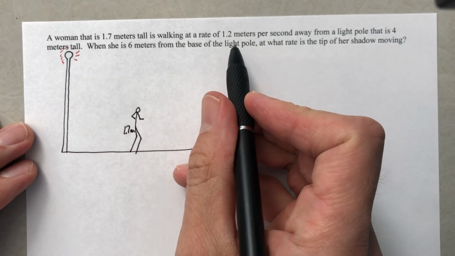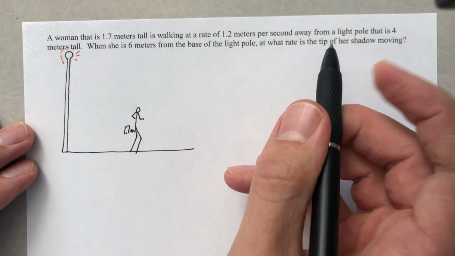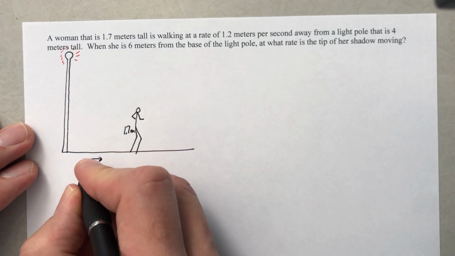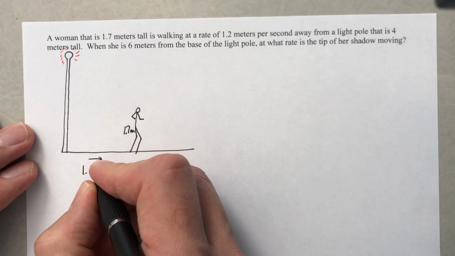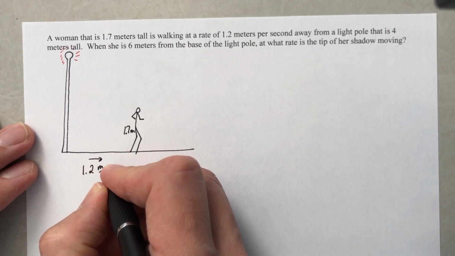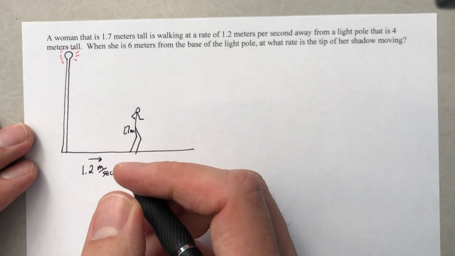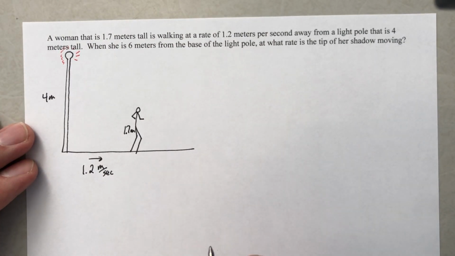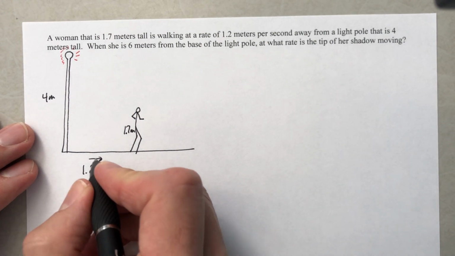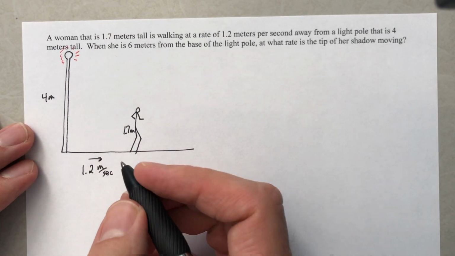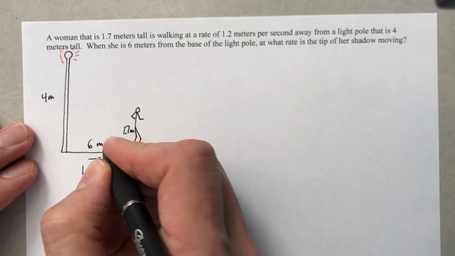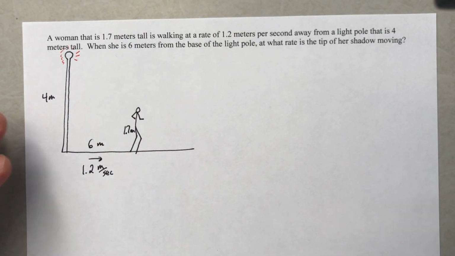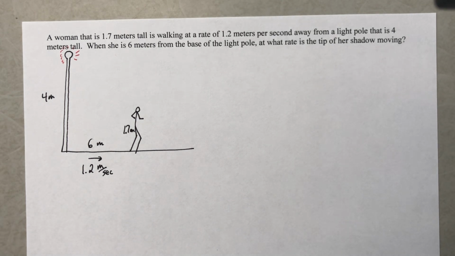And she's walking at a rate of 1.2 meters per second away from a light pole. So this distance right here is increasing at a rate of 1.2 meters per second away from a light pole that is 4 meters tall when she is 6 meters from the base of the light pole. So this rate is 1.2 meters per second, but her actual distance is 6 meters. At what rate is the tip of her shadow moving? Like, what? Okay. Oh, there's a lot going on here.